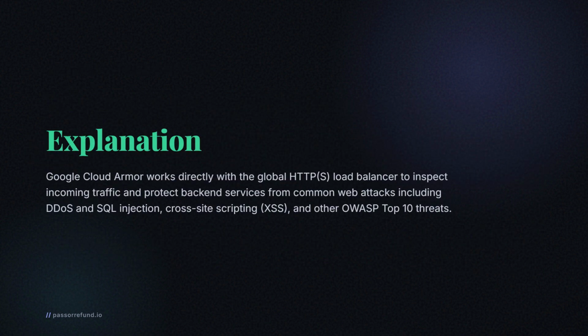The best choice is B. Google Cloud Armor works directly with the global HTTPS load balancer. It inspects incoming traffic and protects back-end services from common web attacks, things like DDoS, SQL injection, cross-site scripting, XSS, and other OWASP top 10 threats.